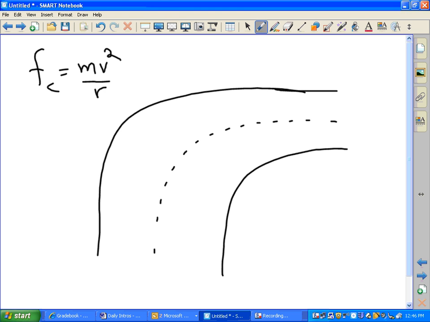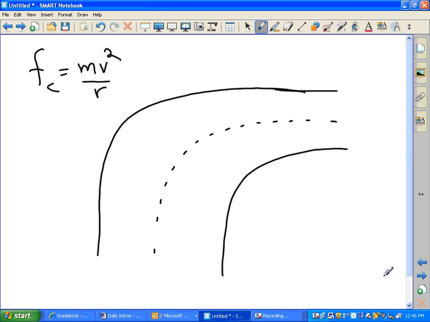What are the three things that determine how much force is needed? Mass, velocity, and radius. Ideally, there's only so much force that I'm going to have because there's only so much friction between the tires and the road. You with me? I've got a maximum force. So what I want to do is minimize how much force is needed for me to make this turn. And what can I do to minimize how much force is needed? I can get a bigger radius, or less mass, or slow down.